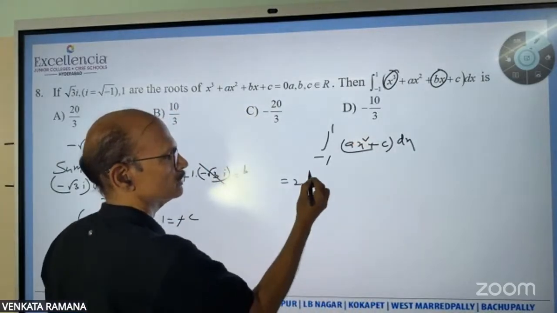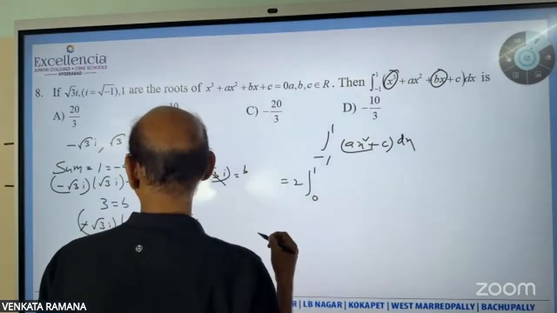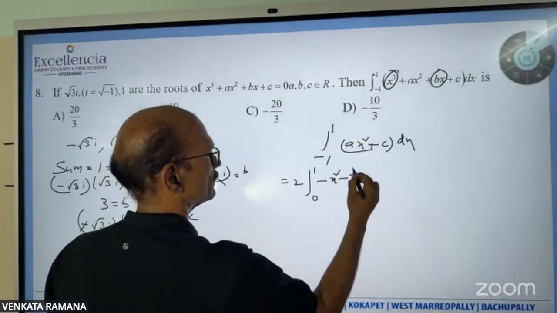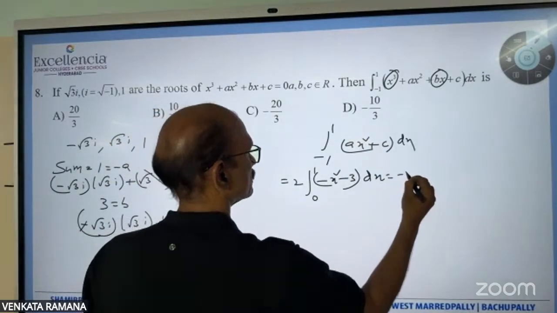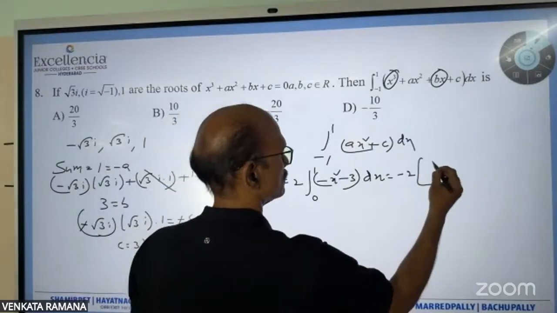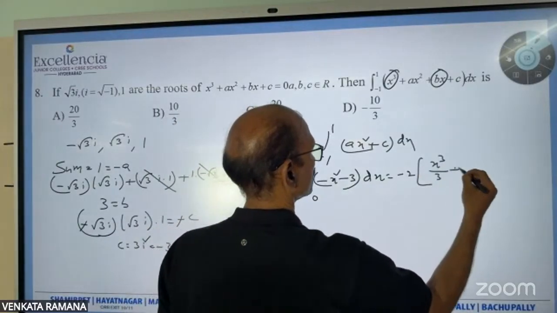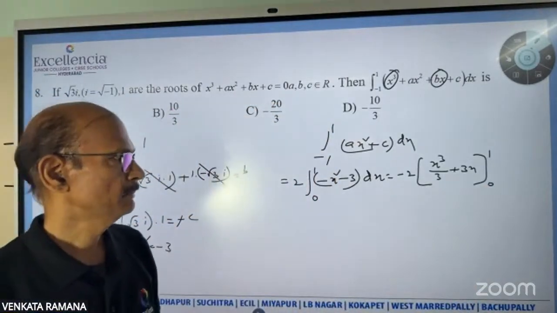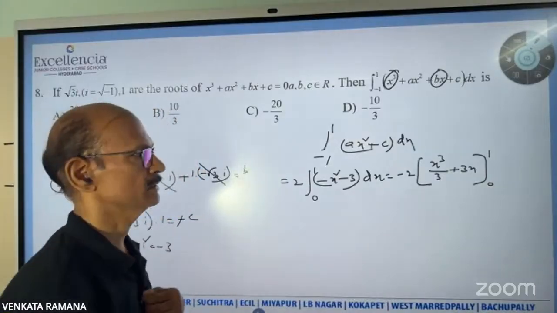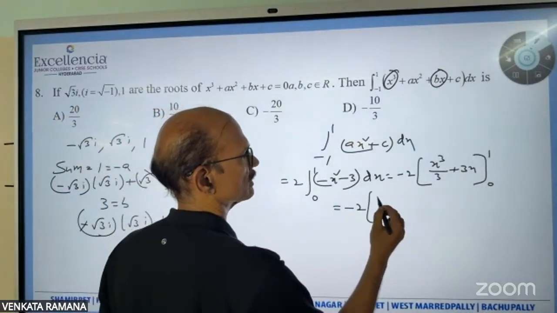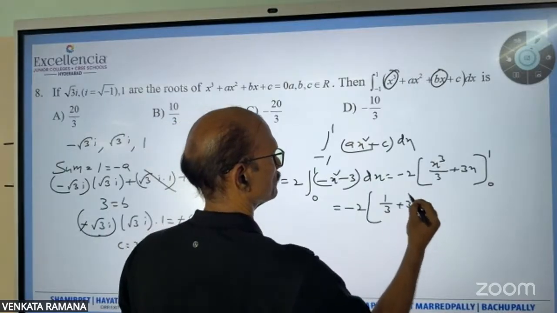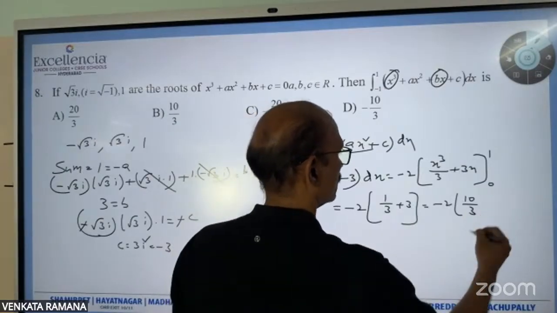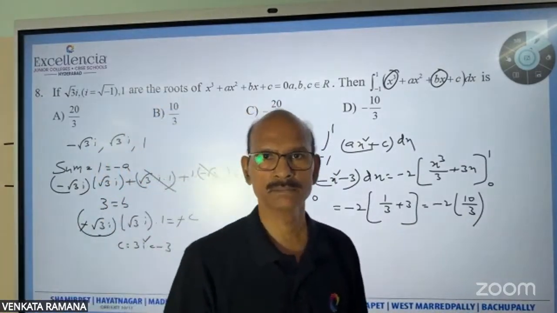So it is equal to 2 times the integral from 0 to 1. The a value we got is minus 1, minus x squared, and the c value is minus 3, dx. So therefore it is equal to minus 2 times x cubed by 3 plus 3x, with limits 0 to 1. So it is equal to minus 2 times 1 by 3 plus 3, which is minus 2 times 10 by 3. The answer is minus 20 by 3.